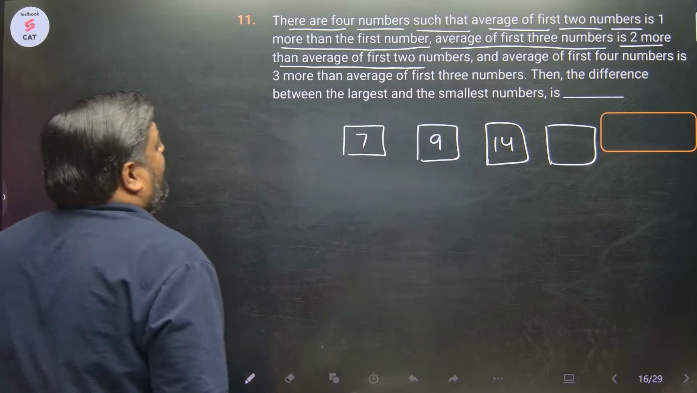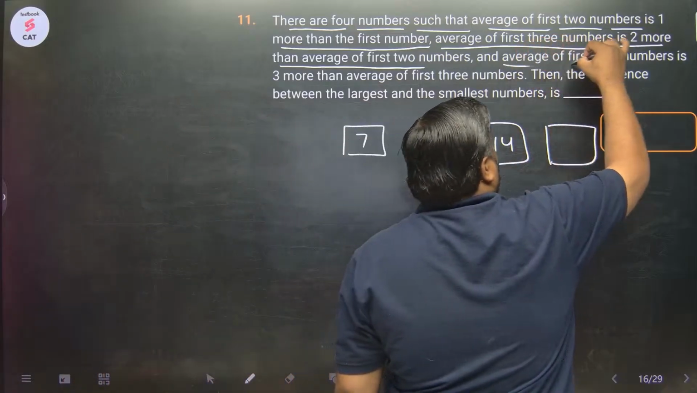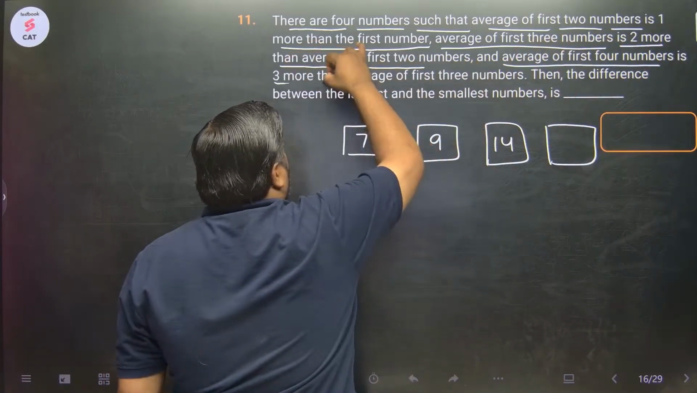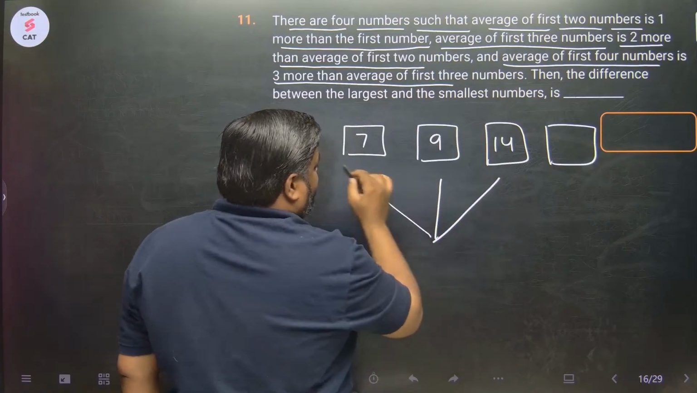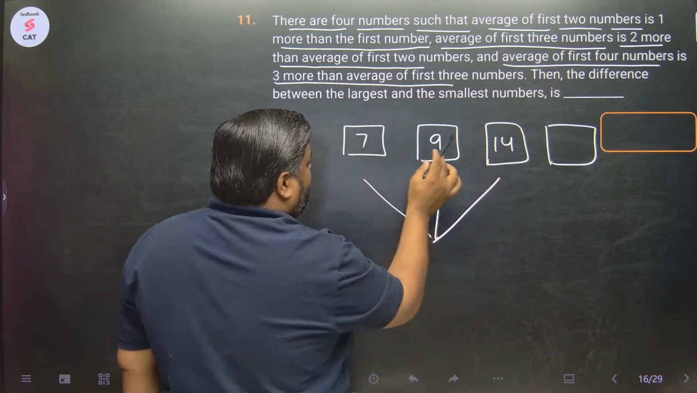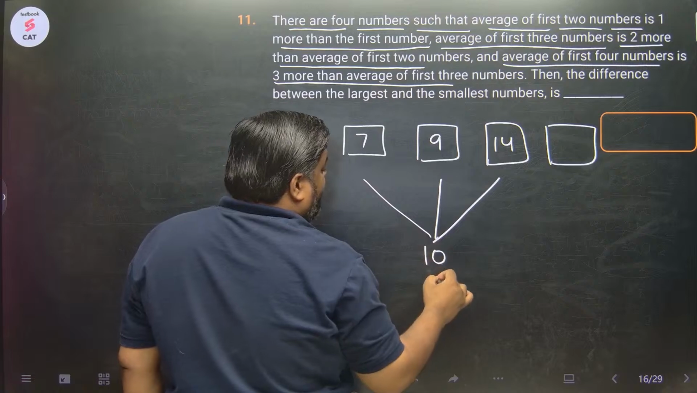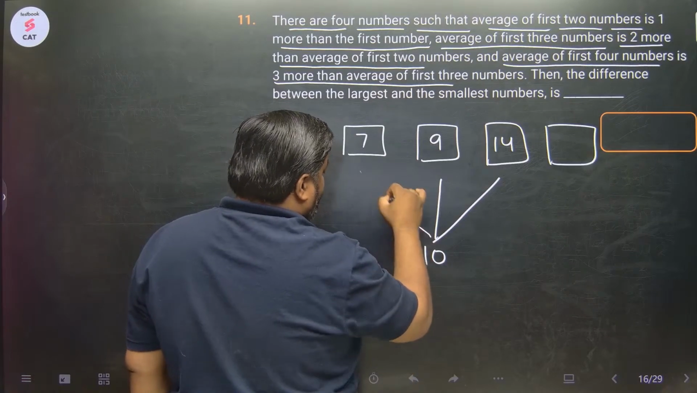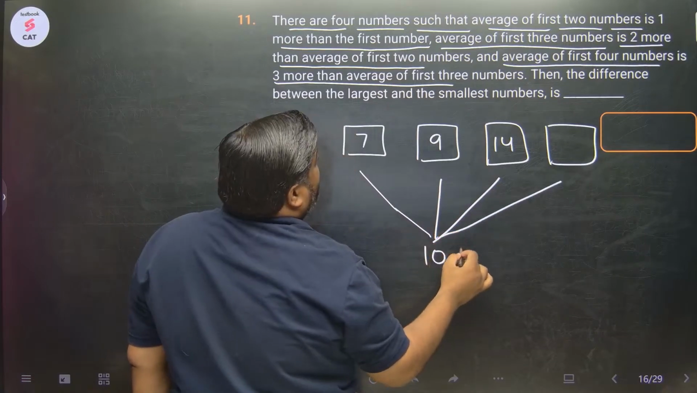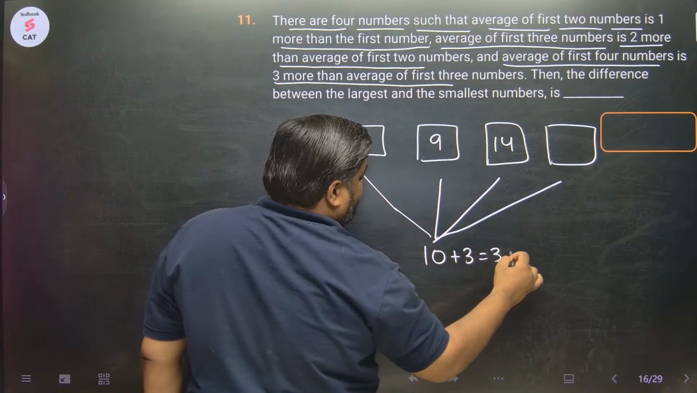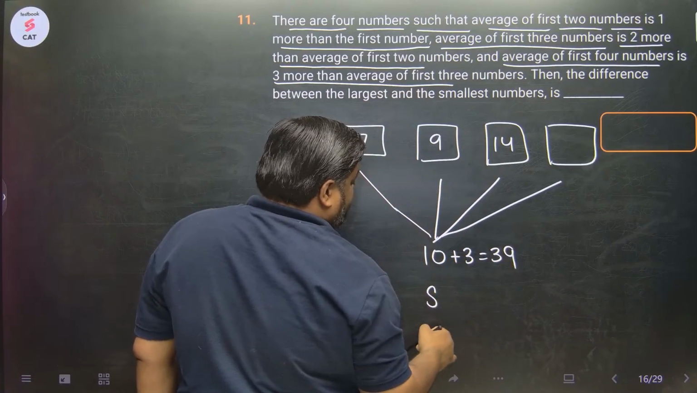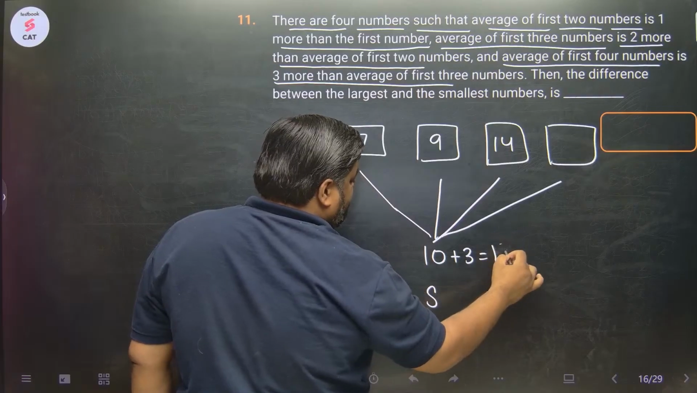एंड नाउ द एवरेज ऑफ फर्स्ट 4 नंबर्स इज 3 मोर देन द एवरेज ऑफ फर्स्ट 3 नंबर्स. अच्छा फर्स्ट 3 नंबर का एवरेज क्या है? फर्स्ट 3 नंबर का एवरेज है सर 14, 21, 13 का 10 है. तो फर्स्ट 4 नंबर्स का एवरेज क्या बोल रहा है? इज 3 मोर देन, 13 is the average of first 4 numbers.